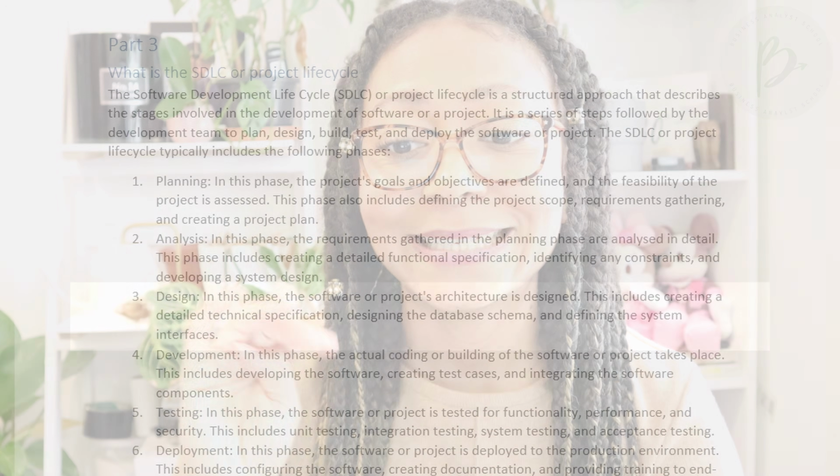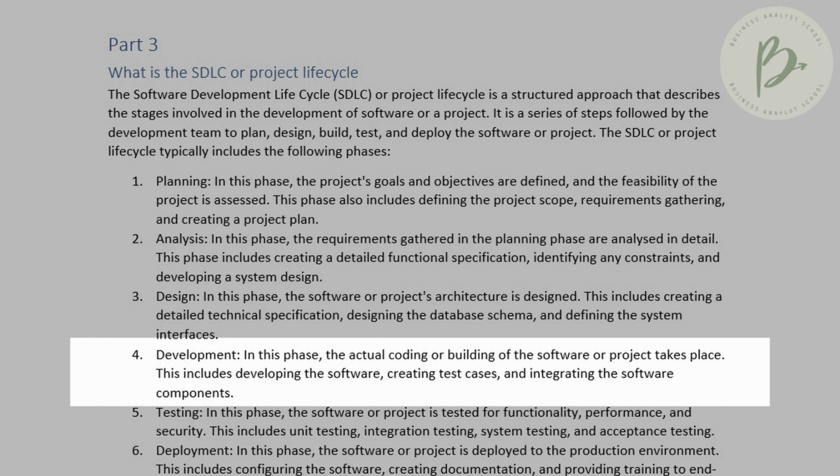And the 4th stage is the development stage. Don't worry, all this will start to make sense as we look at our real life case study. In this development stage, this is where we are doing the actual coding or the building of the software, right? Or the project that we're creating. So what do we do? What is the development team doing here? These are the techie people, right? Like your software engineers, for instance. They're developing the software, they're creating the test cases, and they're integrating certain software components.